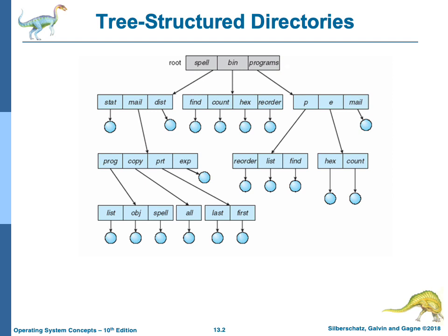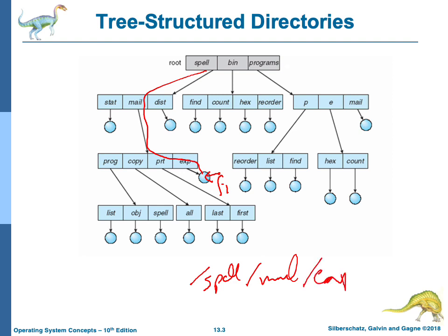So if we look at this example, if this is file F1, then the absolute path to this file will be slash, right, going all the way to the root. And so it's going to be slash spell, slash mail, slash exp slash F1, right? So that's the absolute path name.